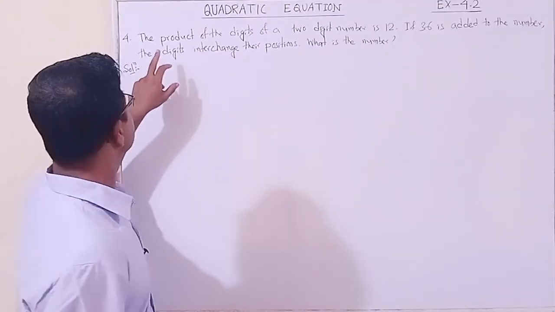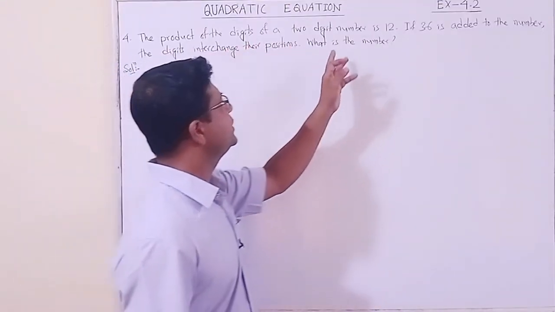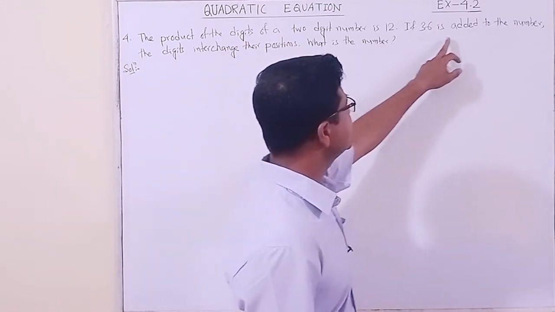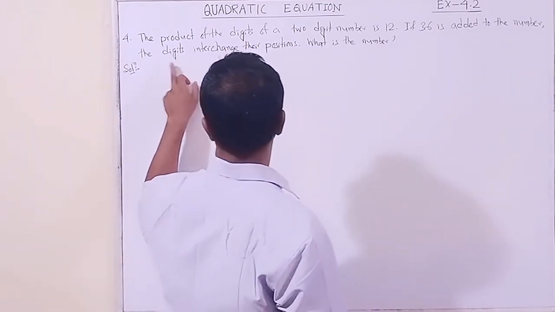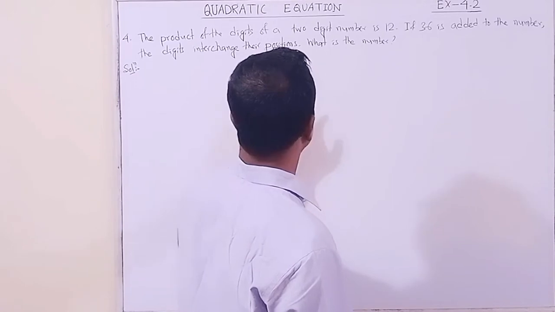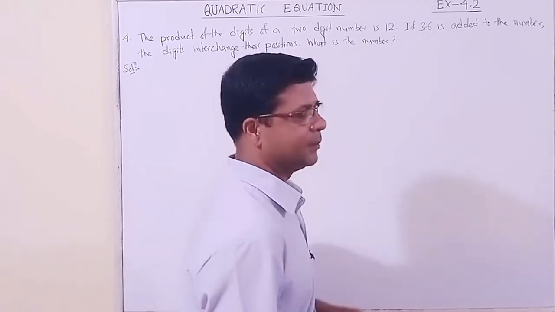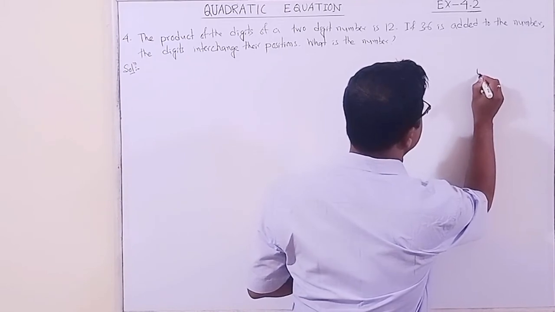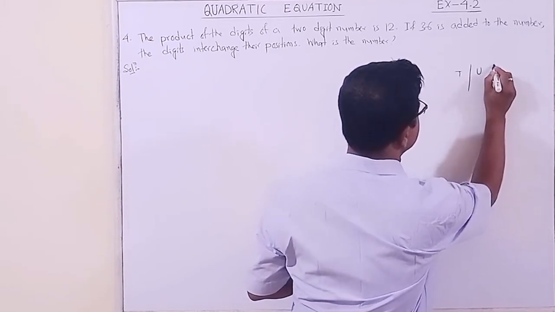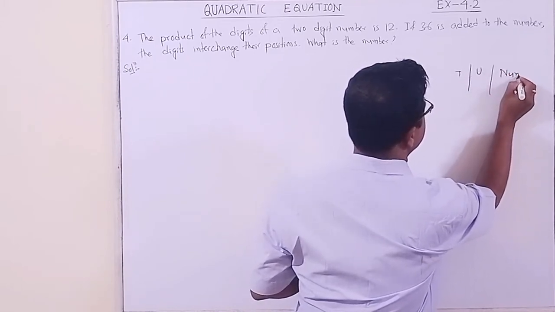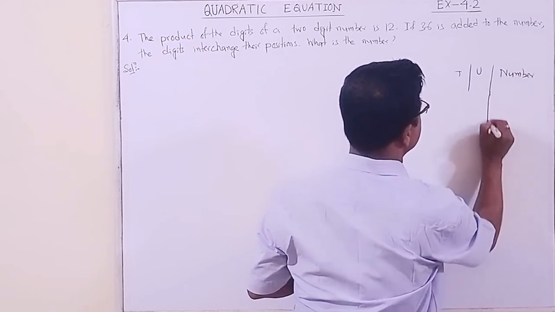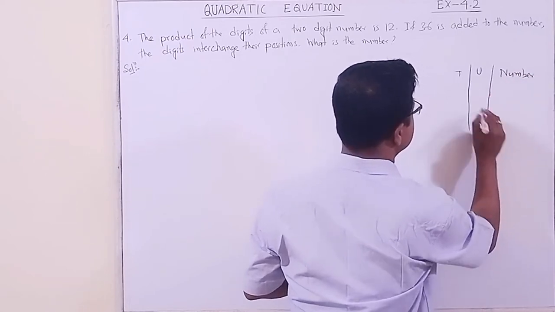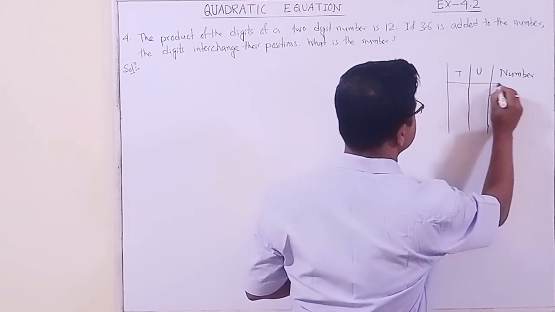Let us read the question. The product of digits of a 2-digit number is 12. If 36 is added to the number, the digits interchange their places or positions. What is the number? Here dear students, we have to know something about the number. This is unit place, this is tens place, and this is the number. If we have this clear idea, this sum is very easy.